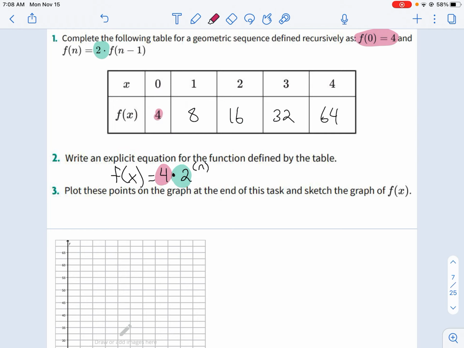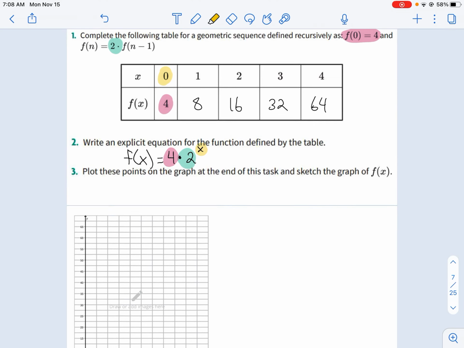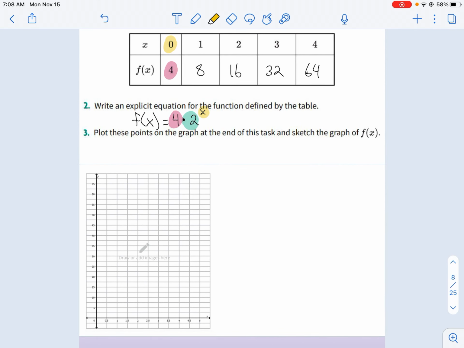I'm actually going to change this a little bit, since we're using x, to keep it consistent. Because we start with an input of 0, it would just be x. And then it wants us to graph those points.